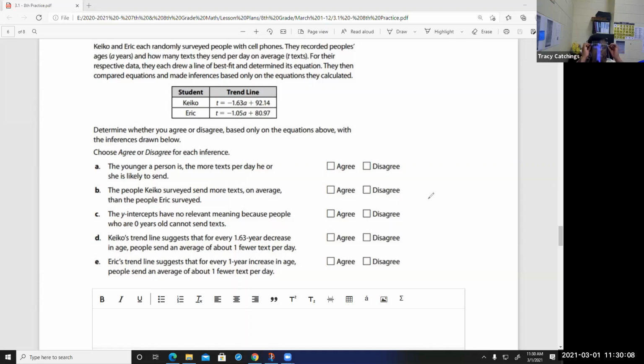All right, A says the younger a person is, the more texts per day he or she is likely to send. Now let's look at these equations. We got Kiko, we got Eric. These y-intercepts will represent where we started. And then they're decreasing by this amount every time they send a text message. So we just say the younger a person is, the more texts he or she will most likely send.